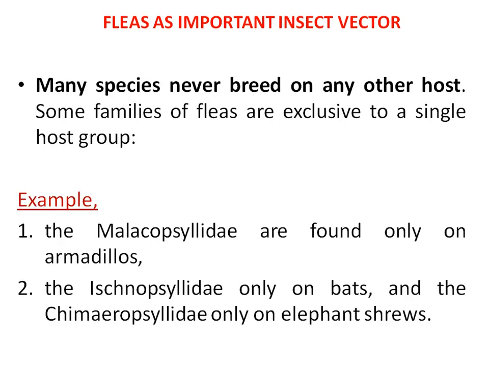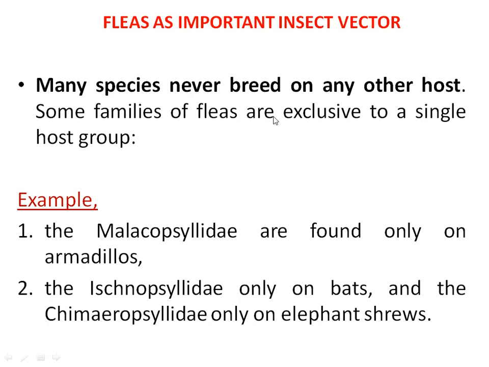Many species never breed on any other host. The species specificity is present. As far as the host is concerned, they usually survive only on a particular kind of host. As I told you in the previous slides, they live on mammals and birds. Apart from these two hosts, they will not survive on the bodies of other organisms.